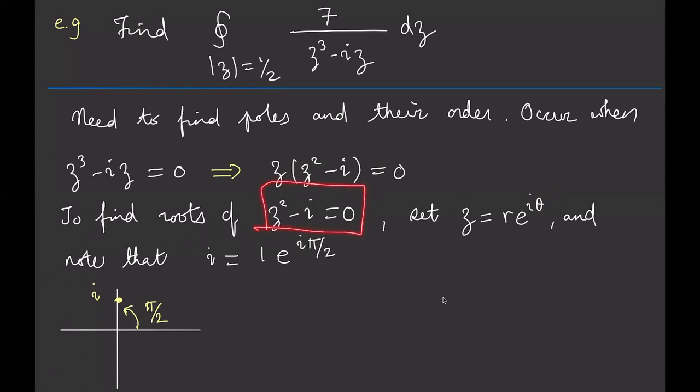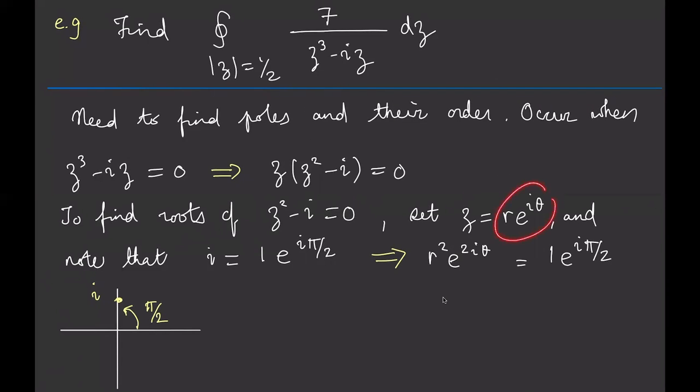And then we have this equation z squared equals I. So if I apply that, I'm setting z equal to that, so z squared is simply r squared e to the 2I theta. That has to equal this quantity over here. And in this equation, in polar form, the amplitude has to be the same.